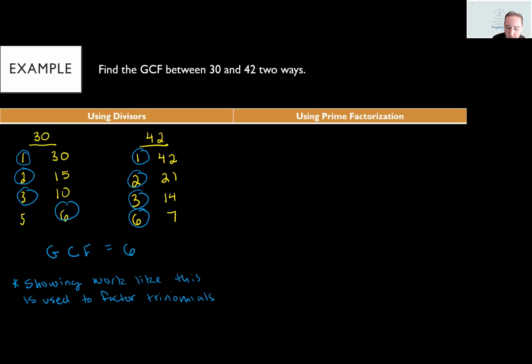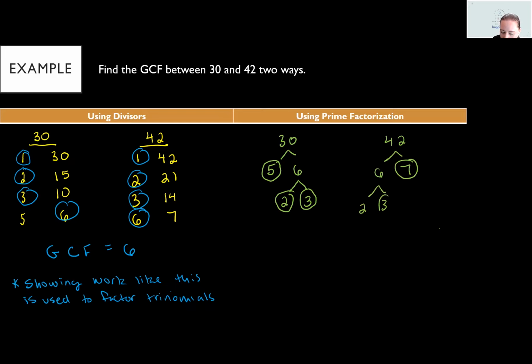Now, the prime factorization method starts by making a factor tree. So you start with like one of your numbers, 30, and then you say, okay, what 2 numbers multiply to 30? So 5 times 6. 5 is a prime number, so you circle it. Then you split up 6. 6 is 2 times 3, and those are prime numbers, so you circle them. And once you get down to all the primes, you do the same thing with the other one, so 42. So that's 6 times 7. 7's a prime number, and then 6 is 2 times 3.